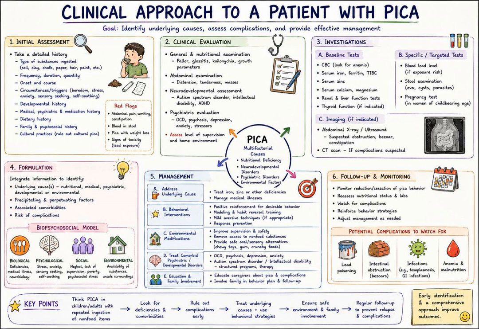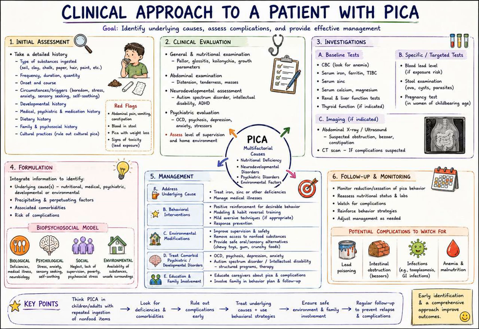Perform a general physical examination with special attention to signs of nutritional deficiencies such as pallor, glossitis, koilonychia, or poor growth. Examine the abdomen for distension, tenderness, or palpable masses that may indicate intestinal obstruction or bezoar formation. Assess for neurodevelopmental disorders such as autism spectrum disorder, intellectual disability, or ADHD, and perform a psychiatric evaluation to identify obsessive-compulsive disorder, psychosis, depression, anxiety, or other mental illnesses. It is also important to evaluate the child's level of supervision and the home environment.